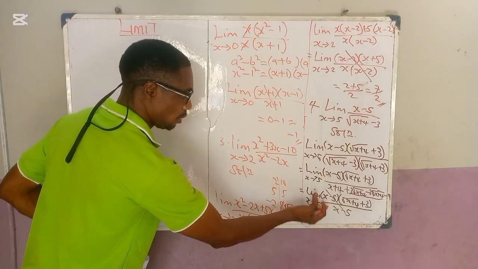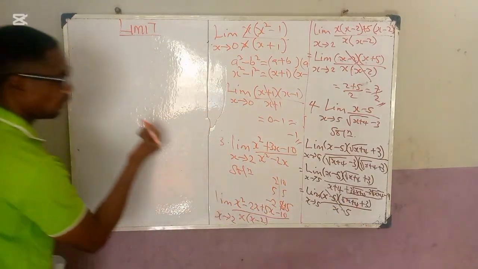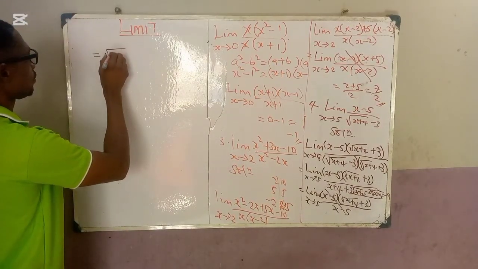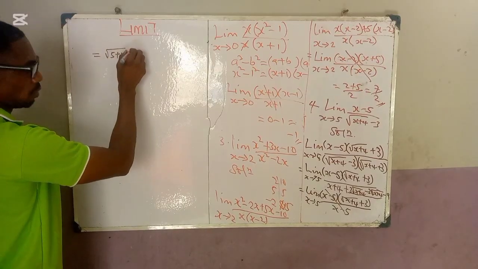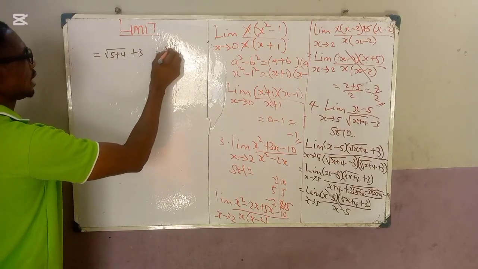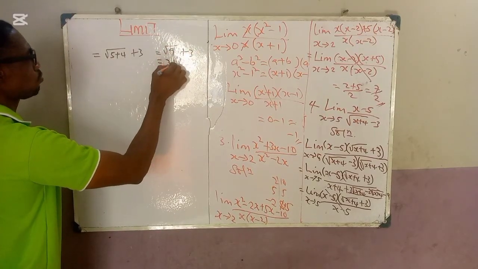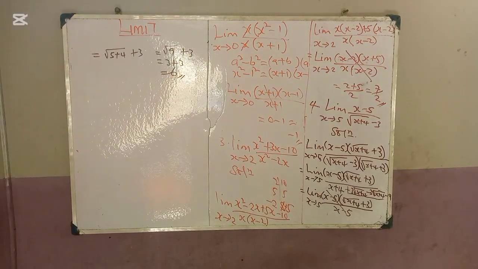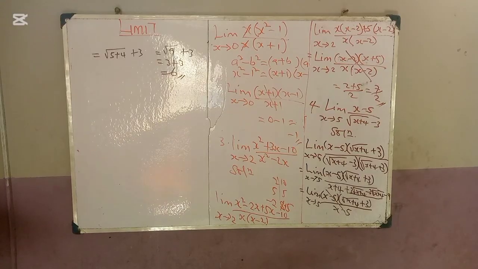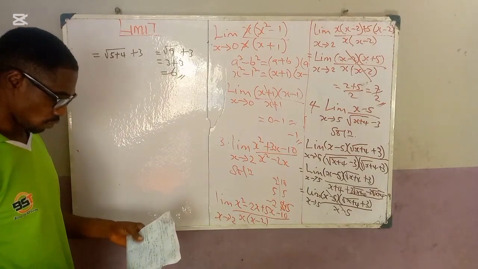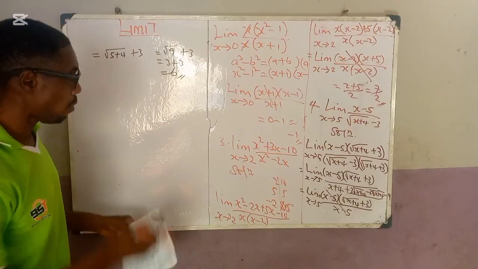So limit here tends to, it will become root 5 plus 4 plus 3. All right, which is equals to root 9 plus 3. What is root 9? 3 plus 3, which is equals to 6. Final answer. Right. Just follow it carefully, and it's simple to go. I've been able to solve quite a handful of questions here. Now, can I solve one more?